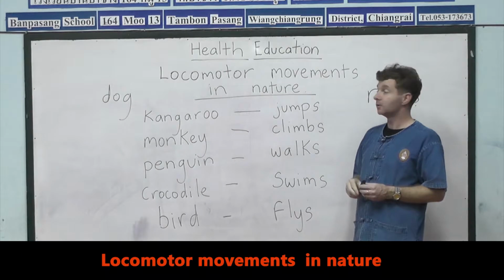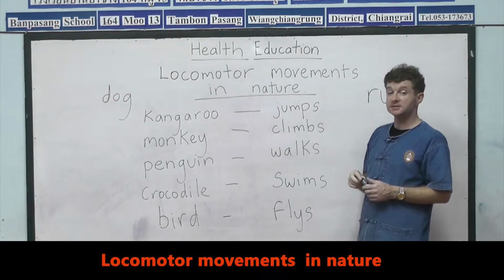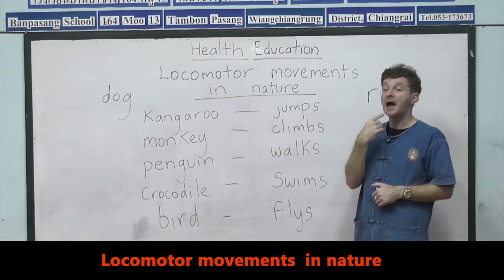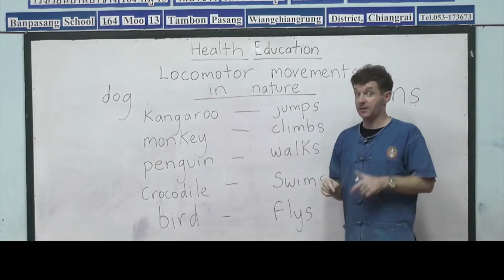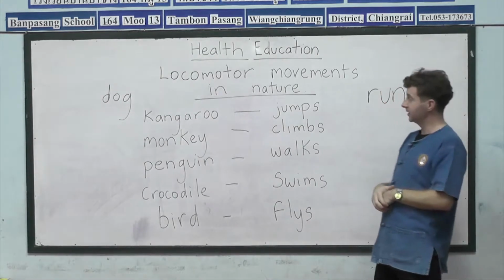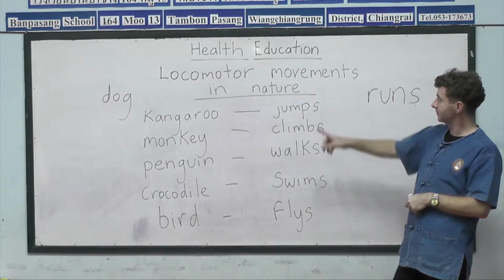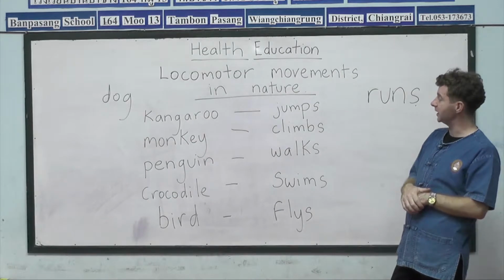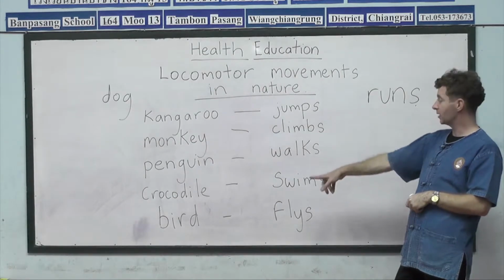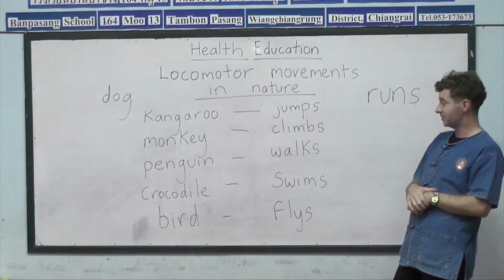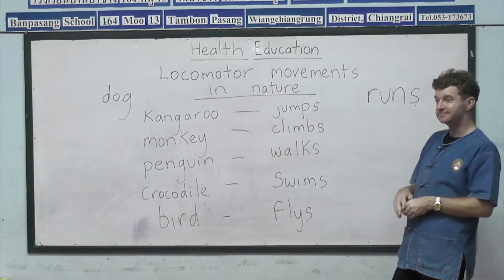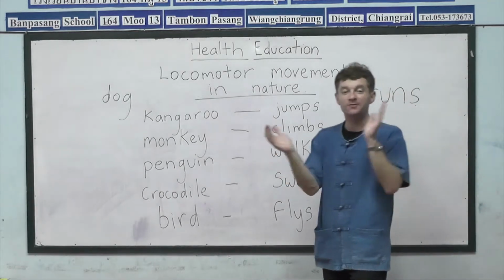So one more time. Locomotor movements in nature. I will say the animal, and you give me the movement, okay? Kangaroo. Jumps. Monkey. Climbs. Penguin. Walks. Crocodile. Swims. Bird. Flies. Dog. Runs. Excellent. Well done, guys.